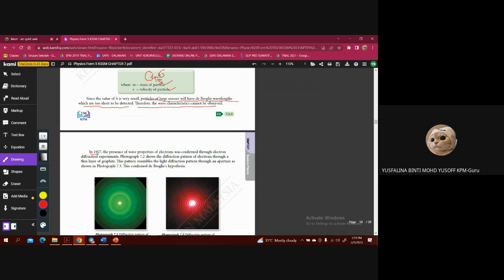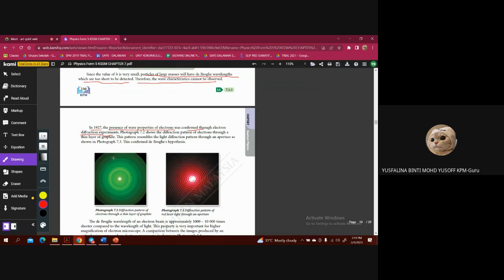In 1927, the presence of the wave properties of electrons was confirmed through an electron diffraction experiment. This is the diffraction pattern of electrons, because electrons are very small particles, through a thin layer of graphite. And photograph 7.2 shows the different diffraction patterns. What does it mean by diffraction?